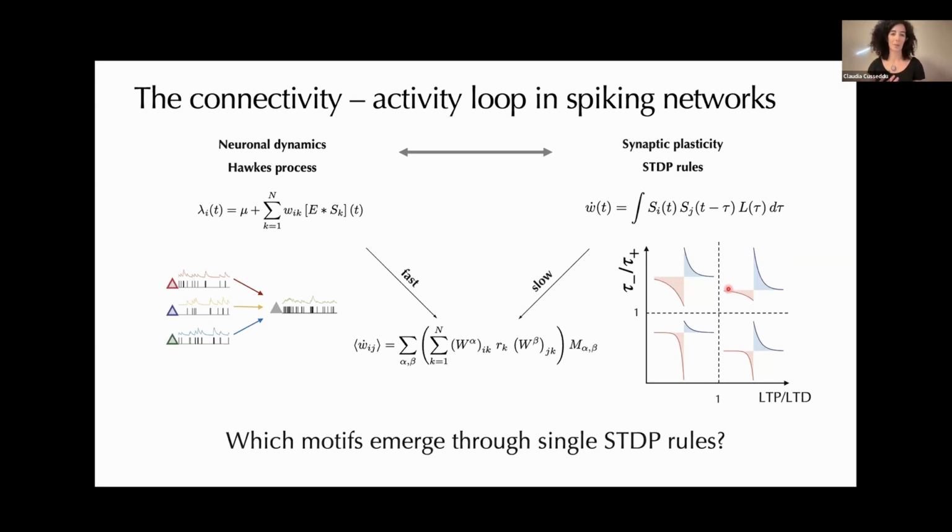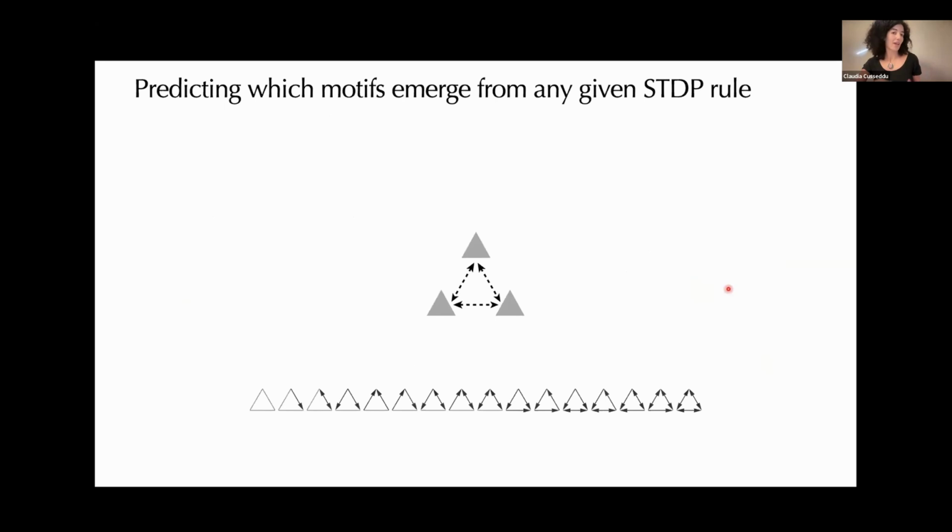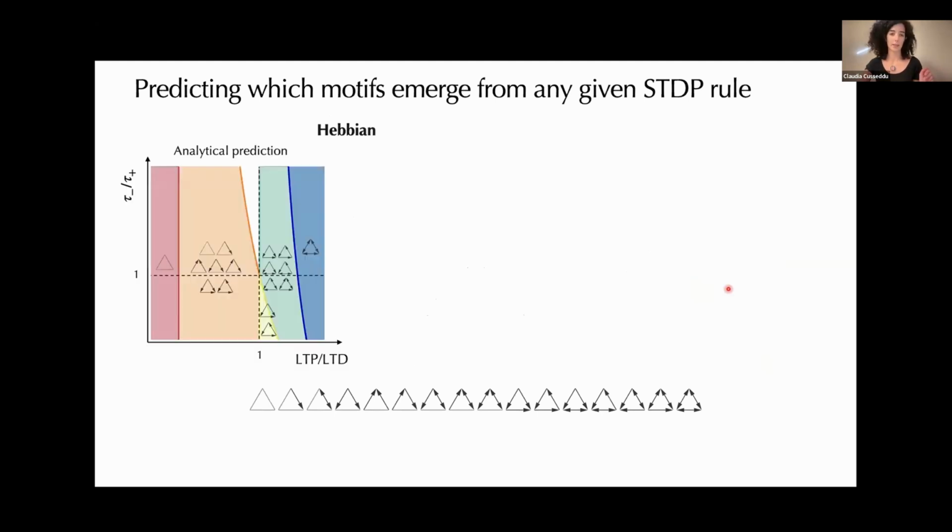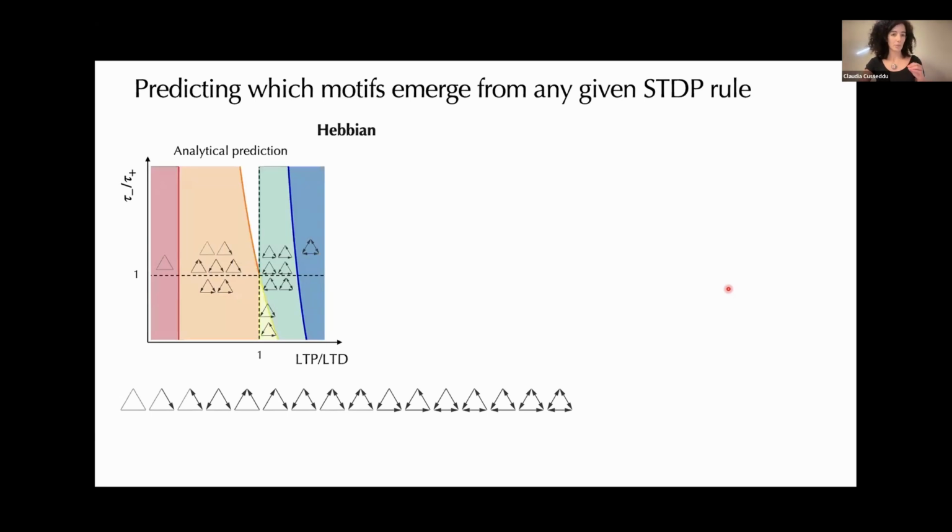So given this variety of kernels of STDP rules, I want to know which motifs emerge through a single STDP from each of these rules. And since we have an equation and this problem is analytically tractable, we wanted to predict which triplet motifs can form, starting with Hebbian rules and starting with a simple system of only 3 excitatory neurons. And what we could do is to find an analytical mapping between these parameters of the STDP rules and the possible classes of motifs that emerge.